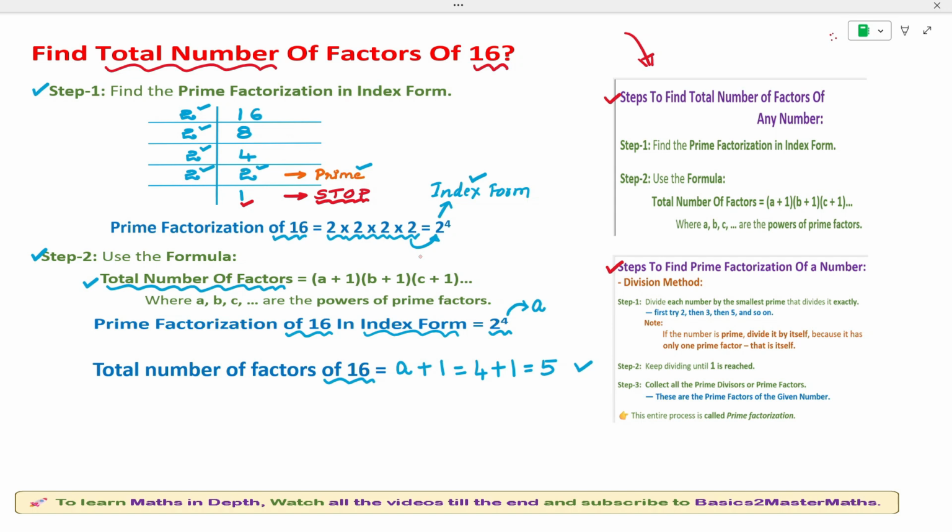Observe, in this case, we have only one prime factor, that is 2. So, we will have value only for A. Hence, we can ignore B and C. Got it? You can verify by finding all factors of 16.